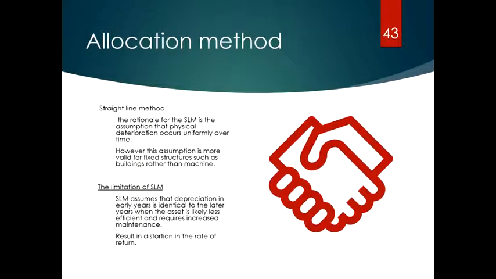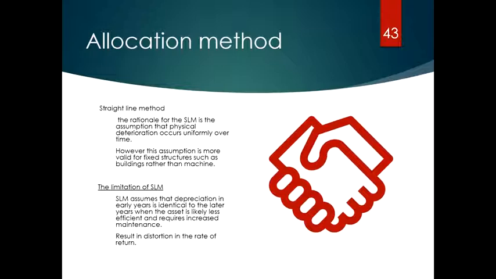Let's take a look at the straight line method. The rationale for the straight line method is the assumption that physical deterioration occurs uniformly over time. However, this assumption is more valid for fixed structures such as buildings rather than machine. Okay, sebab dia fixed kan, so kita terus dia bahagi dengan berapa tahun useful life dia. So every year sama je dia punya depreciation. Kalau machine ni, dia kan ada maintenance dia. So sebab tu dia boleh berbeza-beza dia punya depreciation.